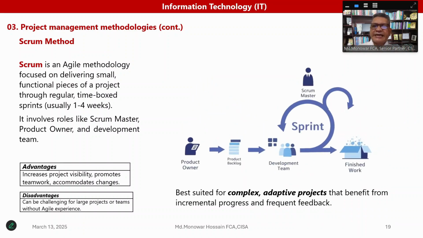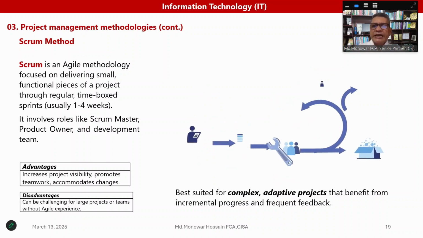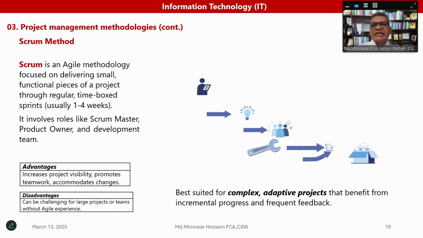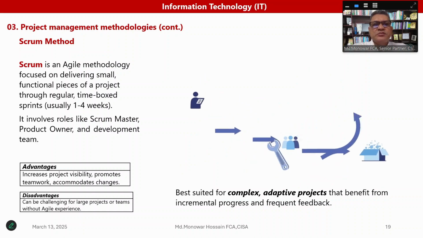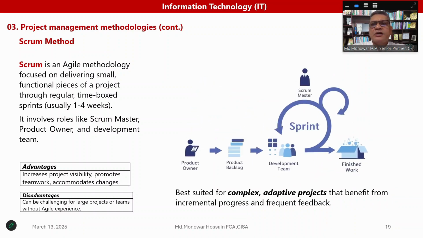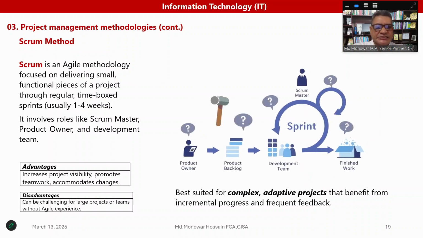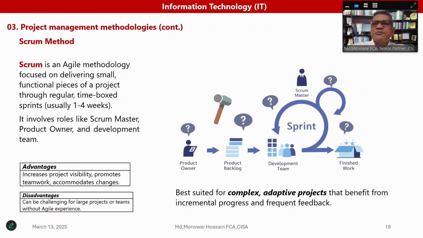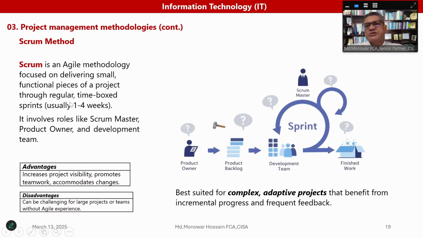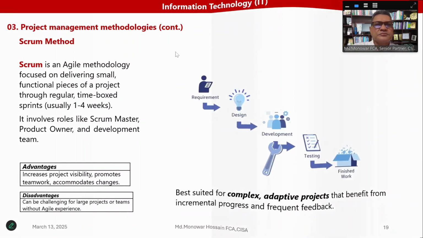The positive things are that it increases project visibility, promotes teamwork, and accommodates changes. The disadvantages are that it can be challenging for large projects or teams without agile experience. If we do not get experienced IT people for that method, then we cannot develop that project. So we can say that Scrum is an agile method focused on delivering small functional pieces of a project through regular time boxes. So you can say here is one MCQ: Scrum uses smaller boxes, usually 1 to 4 weeks.